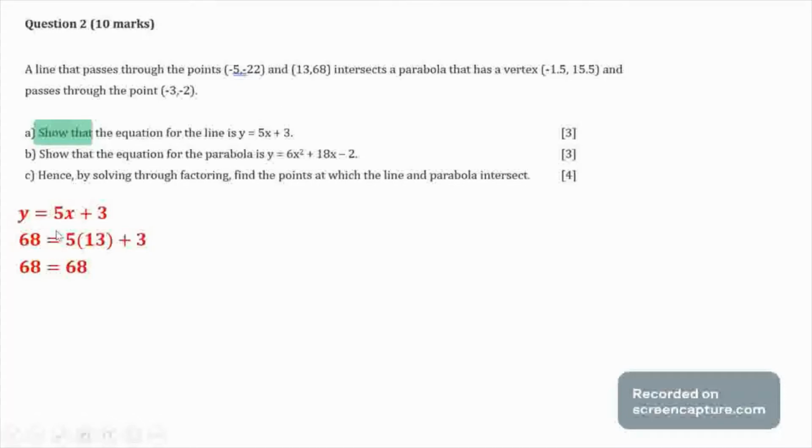Since they're equal, I've shown that that point is on that line. Yes, you have shown that. But it doesn't say show that these points are on the line. It says show that the equation is this. These are common questions in the IB. You're supposed to do the work to create this equation.